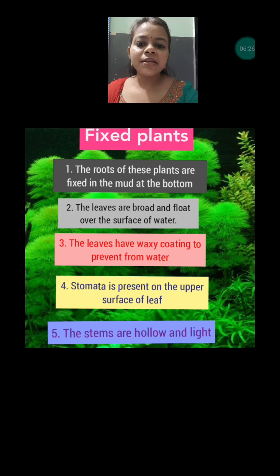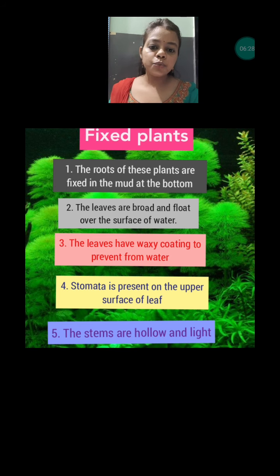Next, the leaf has a waxy coating to protect it from the water. Yes, all the time these leaves have to be in the water. If they do not have the waxy coating, that means the sticky and very thin coating over the surface of the leaf, they will spoil. Okay, because all the time they have to live in the water. That's why the next adaptation is the leaf having the waxy coating.